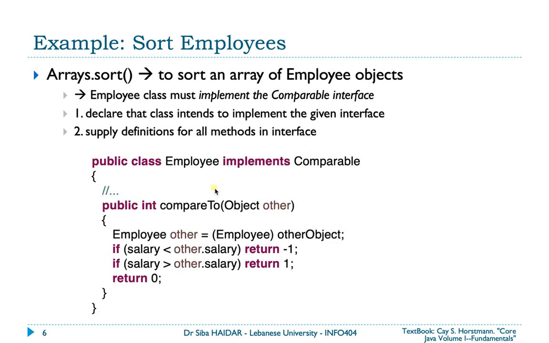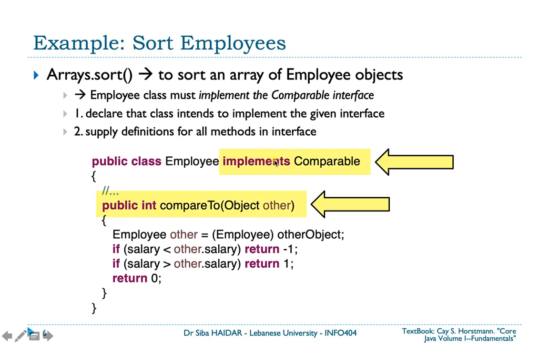Here is how your class Employee will declare that it implements the Comparable interface, and you provide definitions for all the methods. There is only one method, compareTo, so you provide this definition. And let's suppose that we want to compare employees regarding their salaries. So if the salary is less than other.salary, return -1. If the implicit parameter salary is greater, return 1. If they have equal salary, the implicit parameter and the explicit parameter, then return 0.